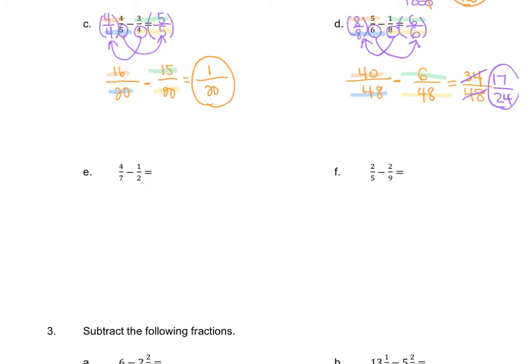All right, same process. And you see that my process doesn't change. I'm very consistent with what I do. My parentheses: 7 to the right, 2 to the left, 2 on top and bottom, 7 on top and bottom. I get 8 over 14 minus 7 over 14. I subtract the top, I leave the bottom alone. I can't simplify, I get 1 over 14.